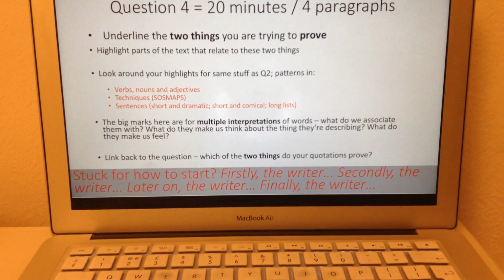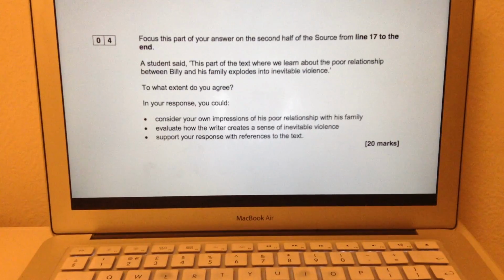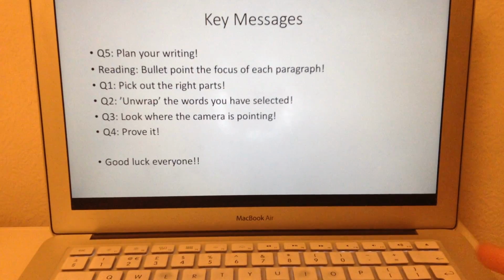Okay, so that is that. Well done. That was your question 4. And the key things that we've learned by doing this practice at home is that in question 5, in the mock exam, you are going to plan your writing. When you read, you are going to bullet point the focus for each paragraph to get the whole thing straight in your head. In question 1, you are going to pick out the right parts for those 4 marks.